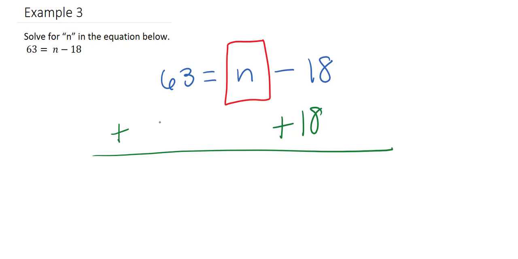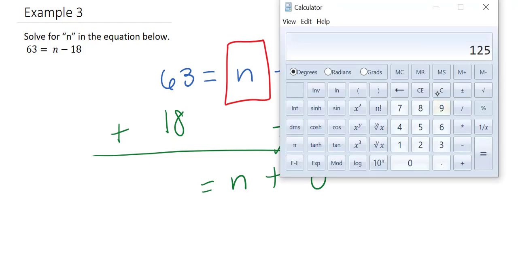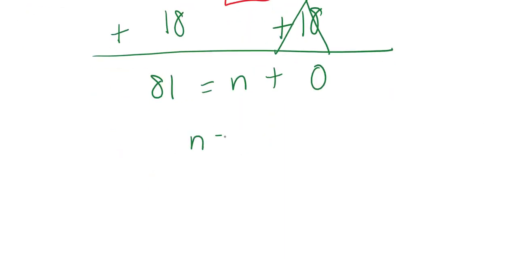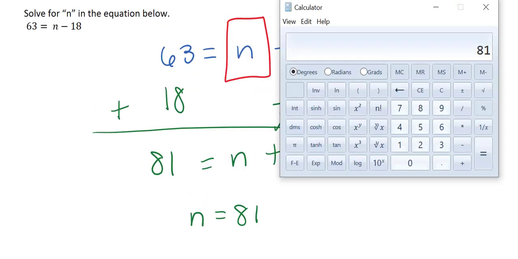But whatever we do to one side, we have to do to the other. So we add it on the left-hand side. So this becomes 0, so we're left with just n on the right-hand side. Now we have 63 plus 18. Well, we can just get our calculators out. And that equals 81. So n equals 81. And let's check this. So we have 81, we go minus 18, and what do we get? 63. So we know it checks out. So we can plug in this value for n, and we know we get the right answer.